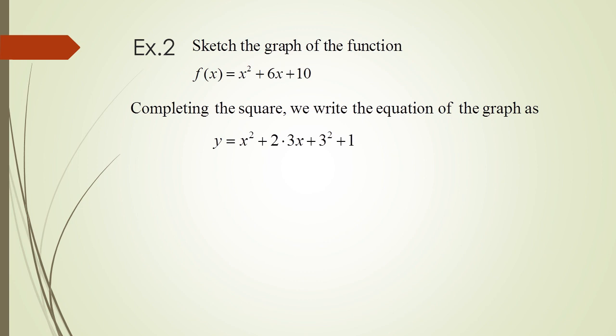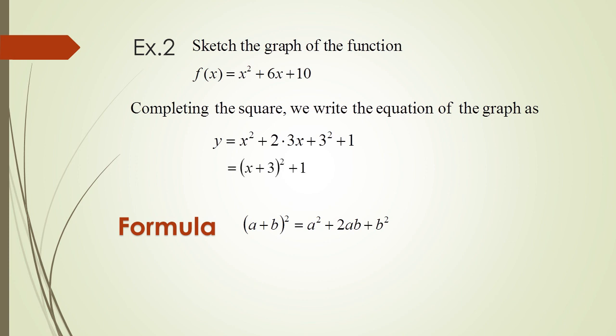We can take it as x squared plus 2 times, we rewrite the 6x as 2 times 3x. So here we can take this term as a squared plus 2ab, which implies my b is 3, then plus b squared, then plus 9. So here we separate 10 as 9 and 1. Now for this one, we can recall the formula for a plus b completed square. So we rewrite the function as x plus 3 squared plus 1.